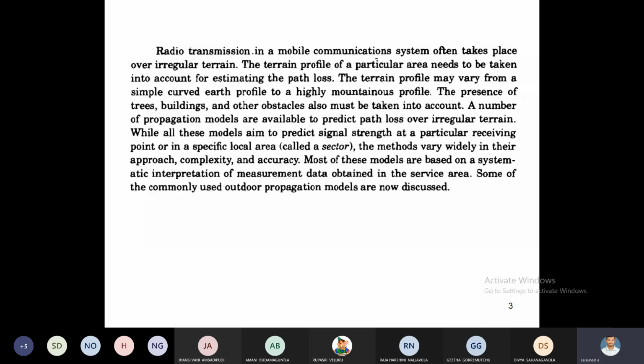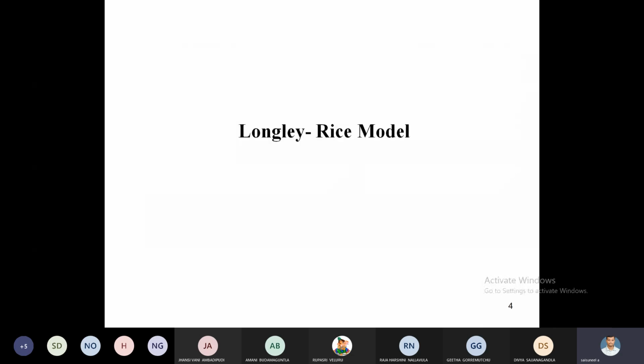Now let us see what the different types of outdoor propagation models are and how to calculate path loss. The first method is the Longley-Rice model. The Longley-Rice model for calculation of path loss is applicable only for point-to-point communication. The frequency range is between 40 megahertz to 100 gigahertz over different types of terrains.